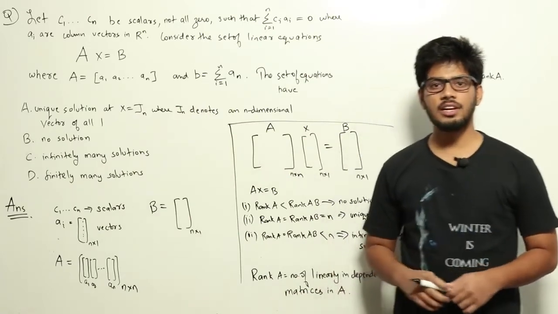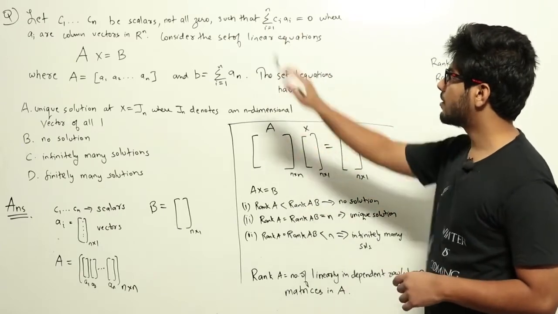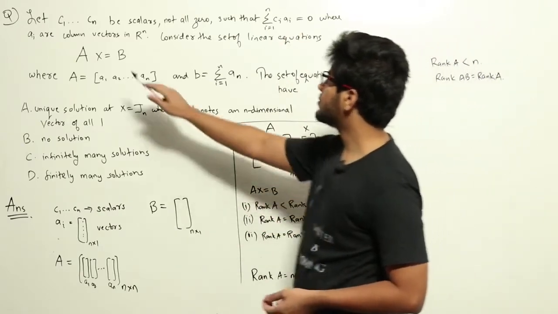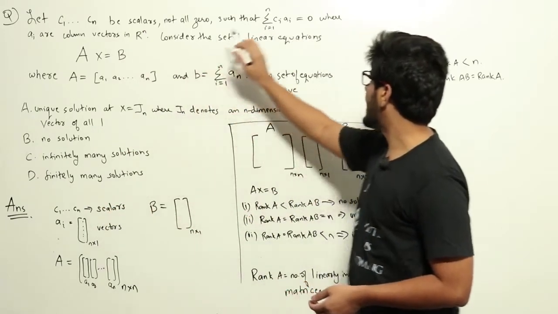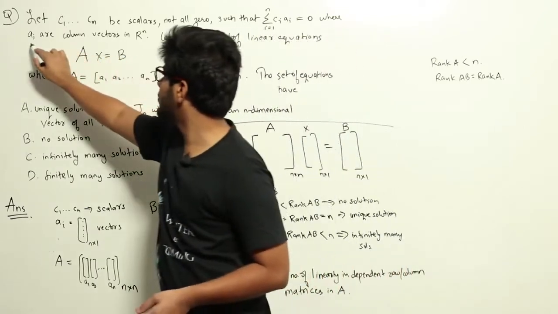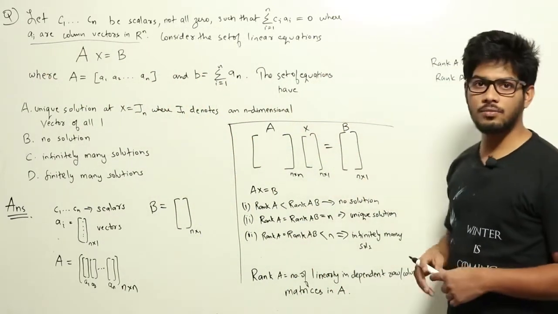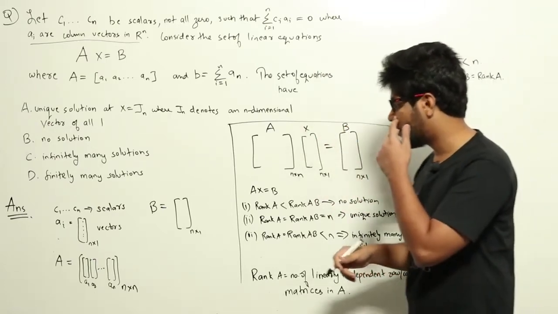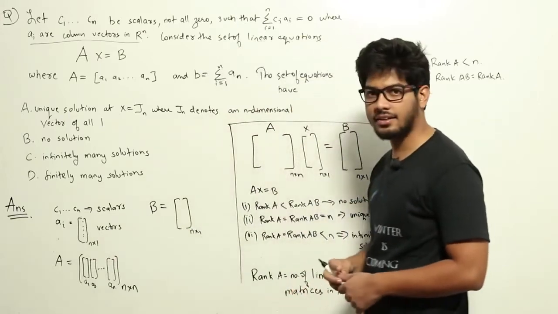So this is a question from linear algebra. They have framed the question in a bit of a confusing format, so I will break it down for you. C1 to Cn are scalars, meaning that C1 to Cn are just real numbers. And A1 to An are column vectors in R power n, meaning each Ai is a column vector of n rows and one column. So Ai can be written like this.